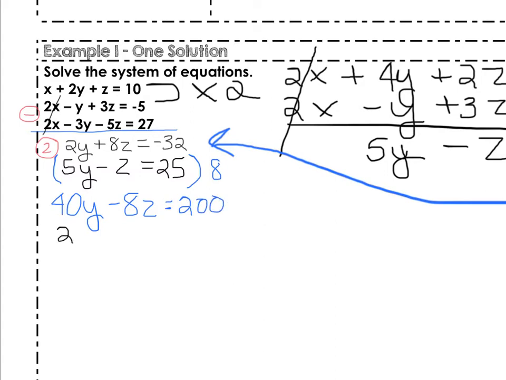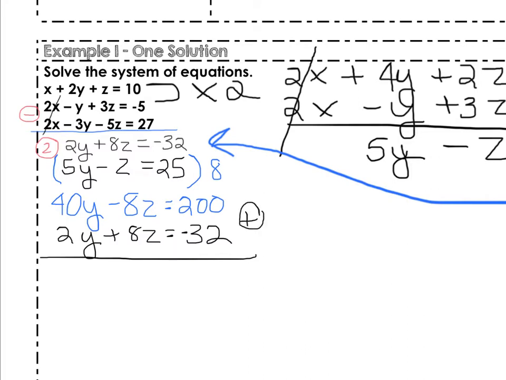Now, I didn't think ahead. I didn't space this out very nicely, so now I'm just going to rewrite that first equation here. And so now, rather than subtracting my two equations, I can just add them together, because that's another thing you can do with elimination. So 40y plus 2y becomes 42y. Negative 8z plus 8z cancels out. Woohoo, that's what our goal was. And 200 plus negative 32 becomes 168. So now our life is looking good.